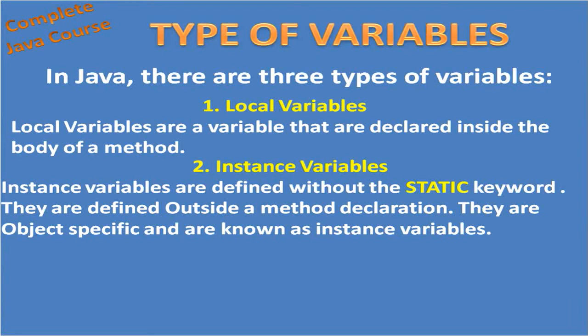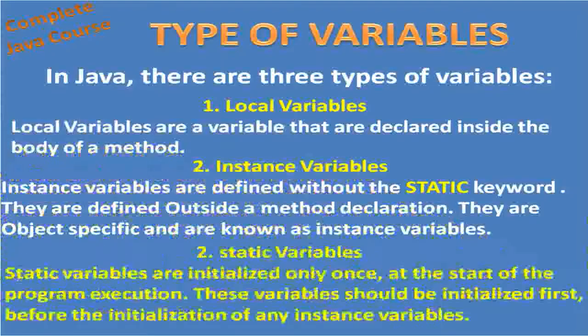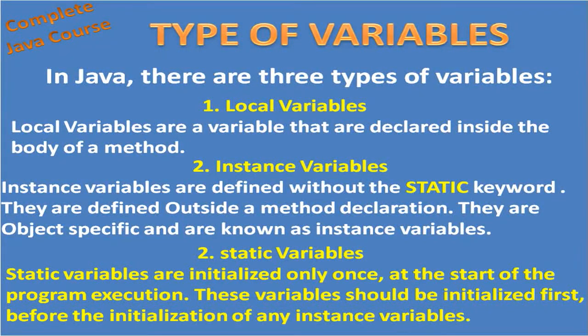So if you define a variable outside of the methods without using the static keyword, that kind of variable is called an instance variable. Number three is static variables. Static variables are initialized only once, at the start of the program execution. These variables should be initialized first, before the initialization of any instance variables.